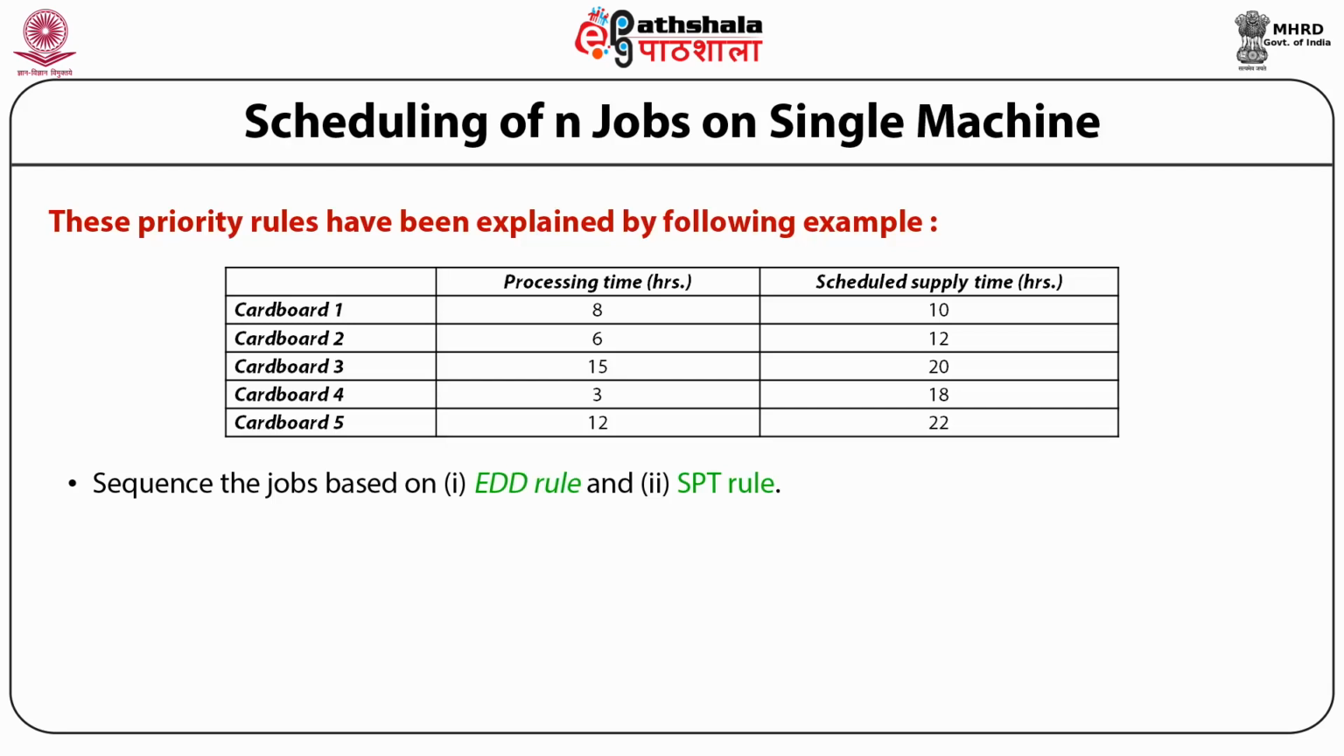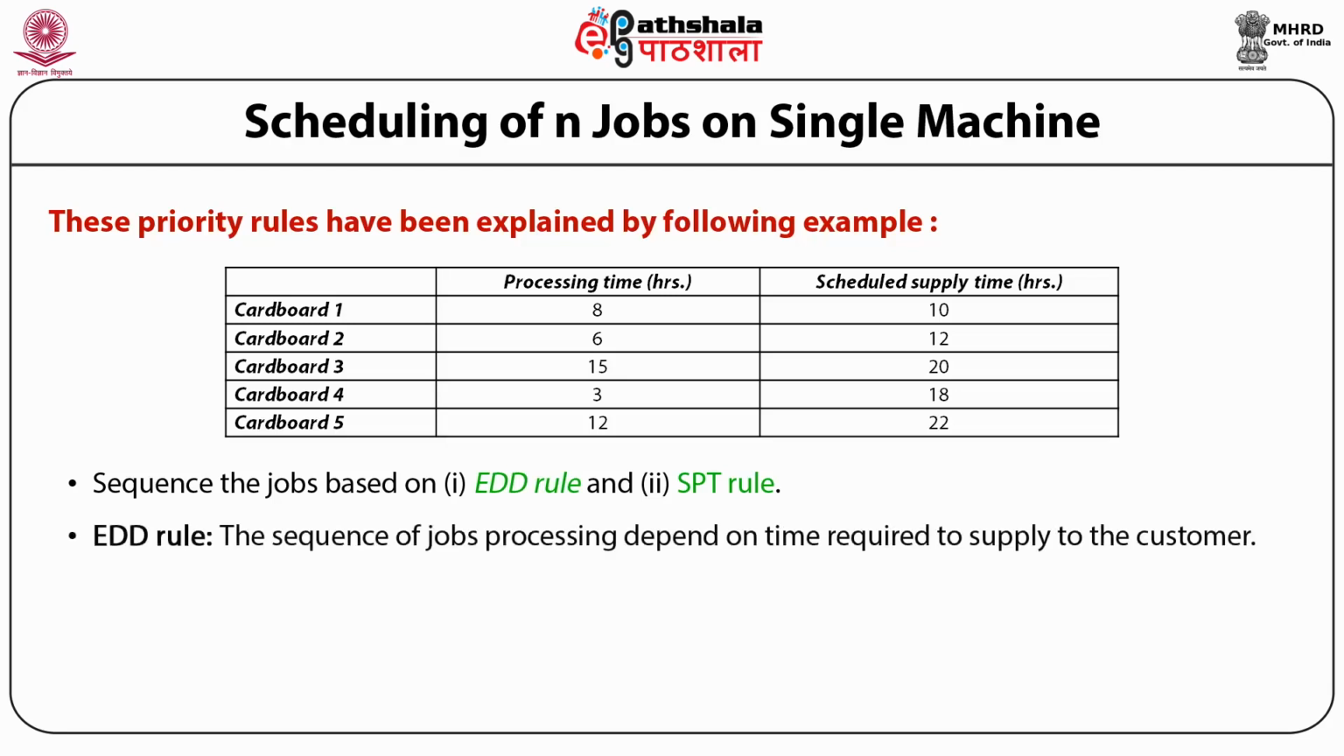Cardboard 1, processing time 8 hours, scheduled supply time 10 hours. Cardboard 2, processing time 6 hours, scheduled supply time 12 hours. Cardboard 3, processing time 15 hours, scheduled supply time 20 hours. Cardboard 4, processing time 3 hours, scheduled supply time 18 hours. Cardboard 5, processing time 12 hours and scheduled supply time 22 hours.